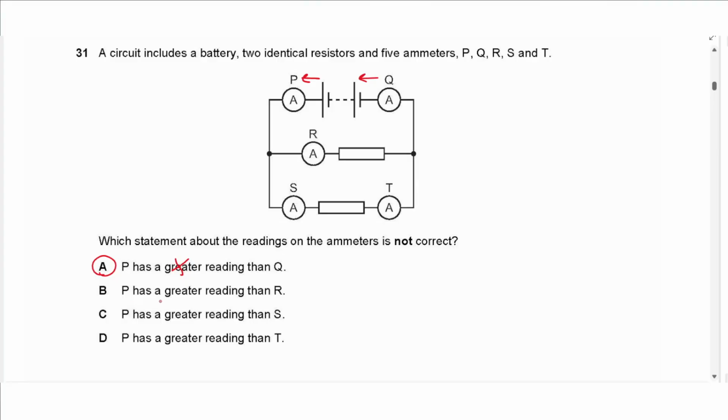For B, P has greater reading than R. That's correct, since the current from P is divided onto R and S. P has greater reading than S, yes, same as the one before. P has greater reading than T. T and S are the same, and P is greater than S, so it is correct.